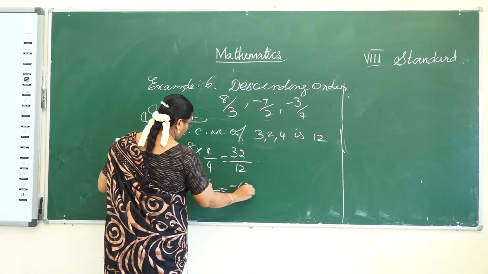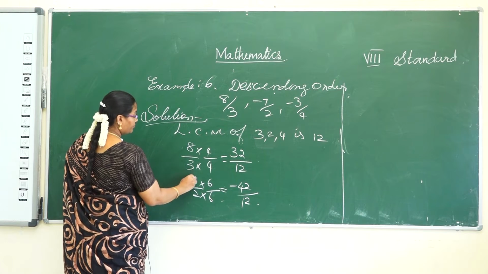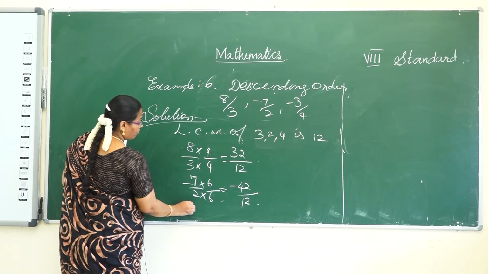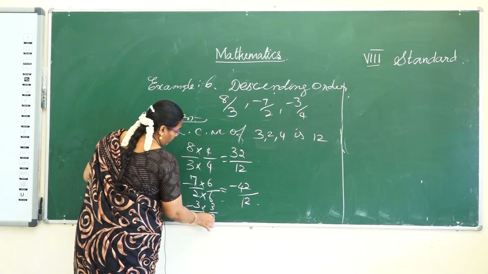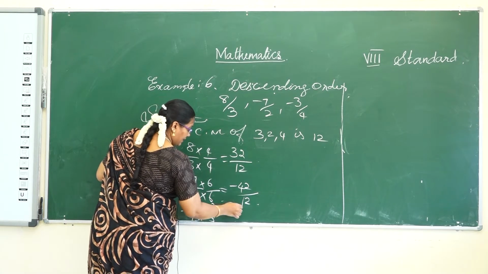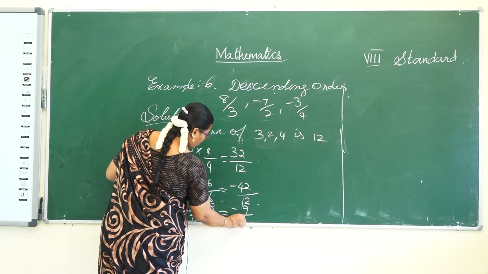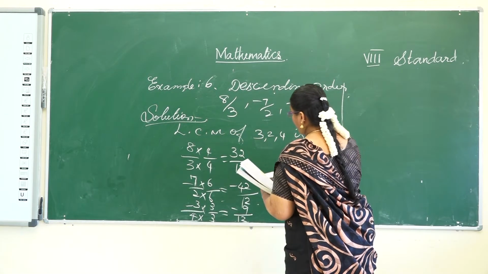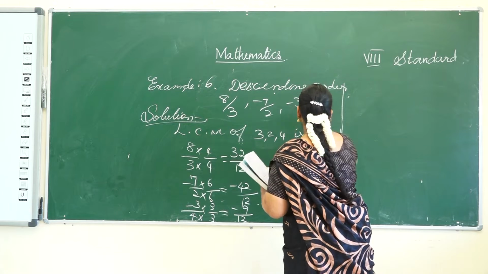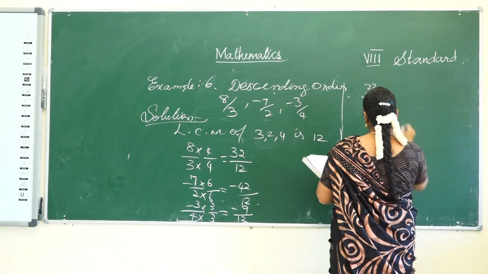So, minus 42 by 12, and next one, minus 3 by 4. So, it is multiplied by 3. 3 3s are 9. So, minus 9 by 12, 4 3s are 12. Now, write in descending order. Which one is the greatest value here? This is the very greatest value. So, 32 by 12.